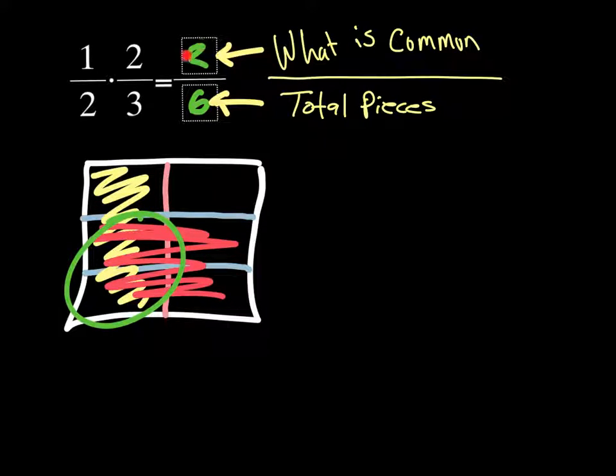By looking at what's in common and the total number of pieces, you're going to be able to solve multiplication problems with fractions much faster, where you just multiply straight across. So try 1 or 2 problems, and then we will go from there.